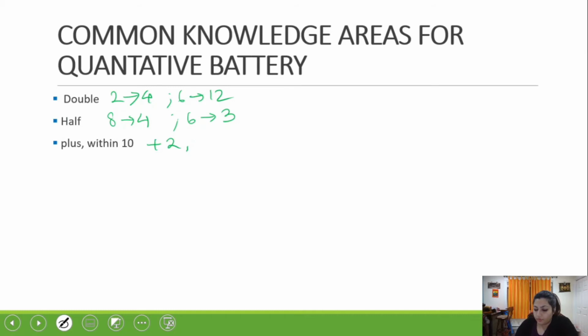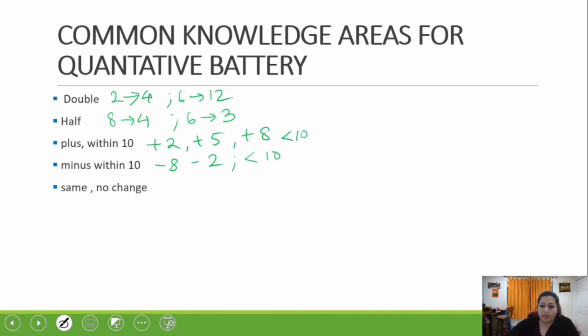Plus 2, plus 5, plus 8. But everything will be less than 10. Then we have minus, same, minus 8, minus 2, but less than 10. Same, no change, and the concept of 0 is kind of same.